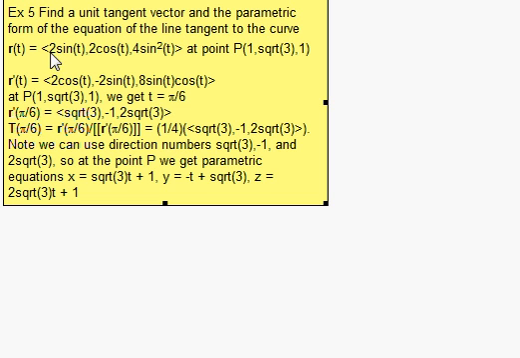r prime of t: taking the derivative of 2 sine of t, we get 2 cosine of t. Taking the derivative of 2 cosine of t, we get negative 2 sine t. Taking the derivative of 4 sine squared t, we get 8 times sine of t times the derivative of the inside function, which is cosine of t.